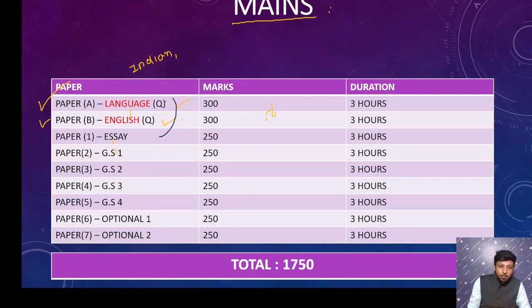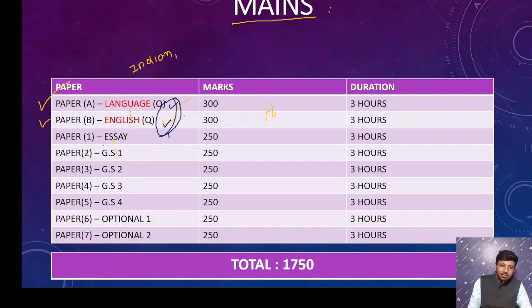Even in that, the paper A, language paper and English paper won't be taken into consideration to calculate the final mark list. Therefore, your prelims mark, that is your GS mark, and your paper A, paper B, that is language paper and English paper marks will never be part of your final mark list. Okay? And with respect to these papers, these are qualifying.